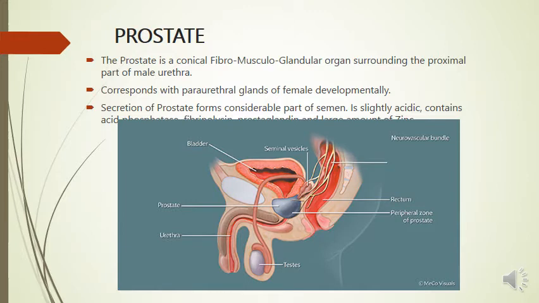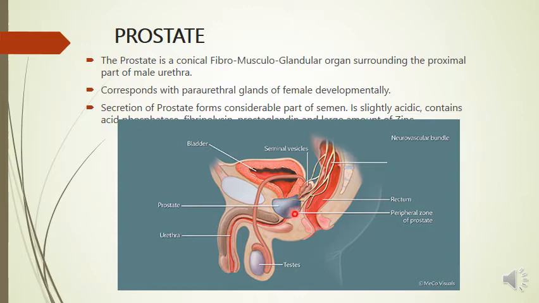So the prostate is a conical fibromusculoglandular organ. Because the gland consists of a fibrous part, the fibrous connective tissue, smooth muscle fibers are there, and also the secretory glandular portion is there. So we are calling it a fibromusculoglandular organ. It resembles a walnut in size and shape in healthy young males.